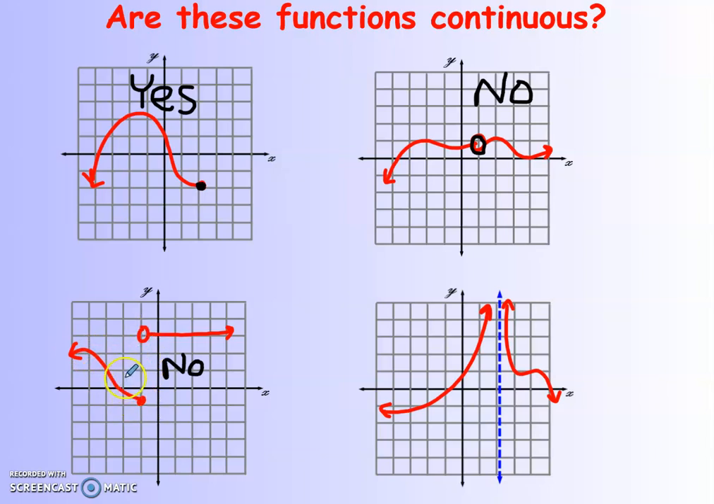My pencil would have to lift off the paper, and I'd have to jump up to get to this. And we've actually seen this type of graph before in our piecewise functions. So this is not a continuous graph.